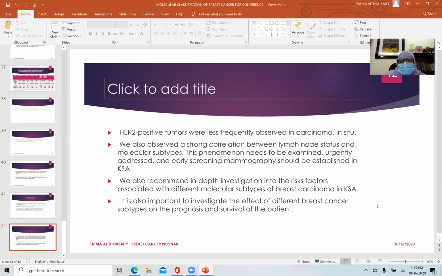This phenomenon needs to be examined urgently, addressed, and early screening mammography should be established in KSA. We also recommend in-depth investigation into the risk factors associated with different molecular subtypes of breast carcinoma in KSA. It's also important to investigate the effect of different breast cancer subtypes on the prognosis and survival of the patient.